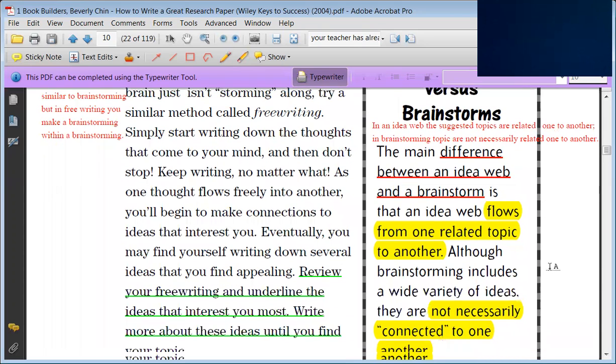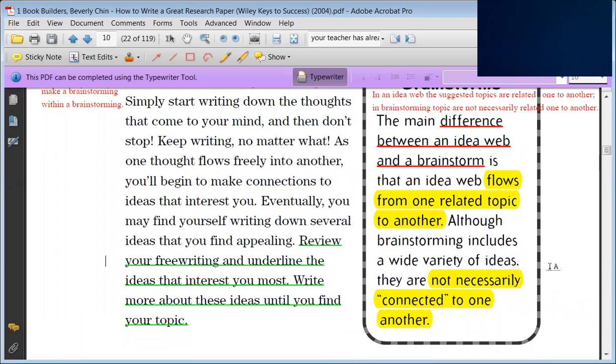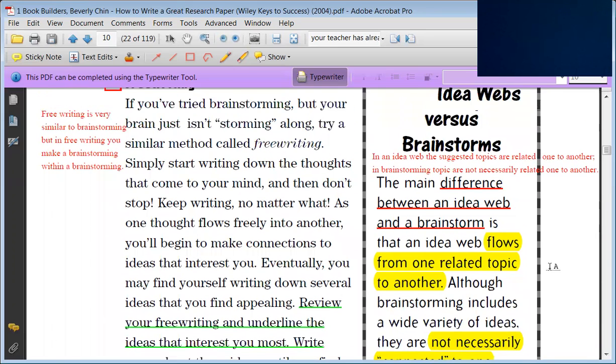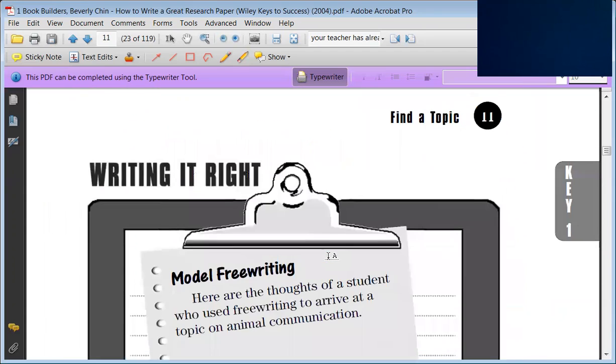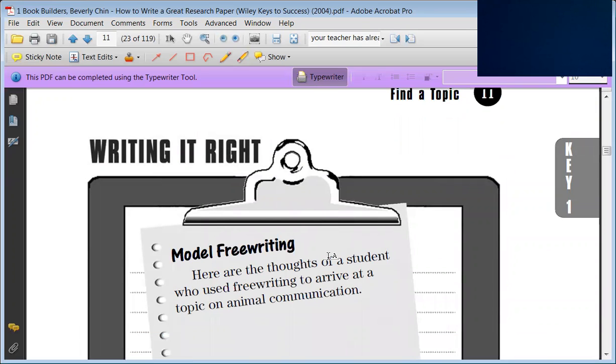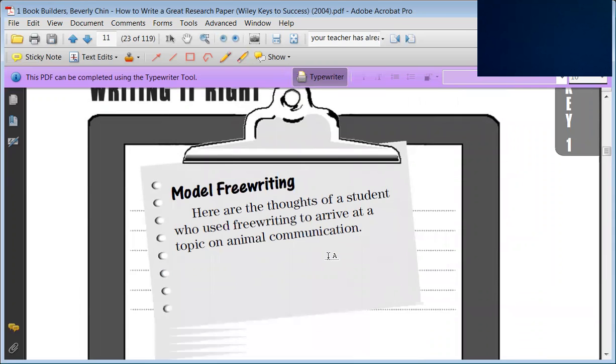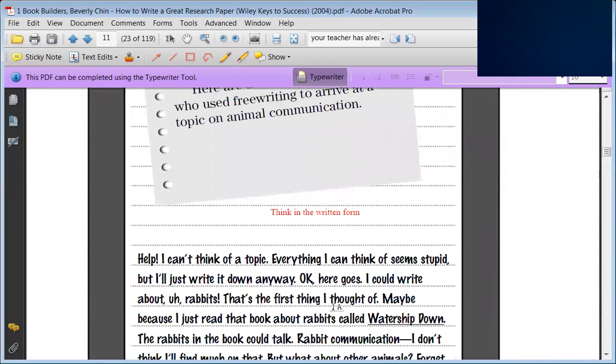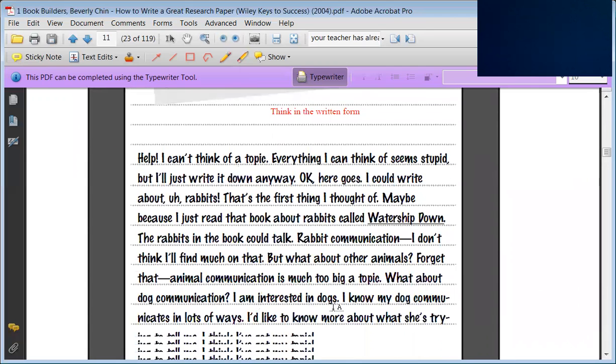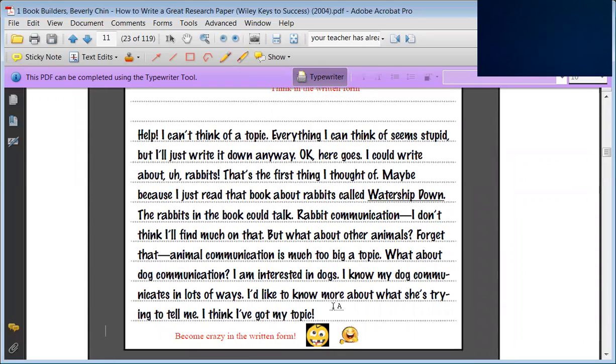So this is the main difference between idea web and brainstorming. And both of them are techniques used to decide whether your topic is a good one or a bad one. This is an example of free writing. You can read it and have an idea what free writing is.